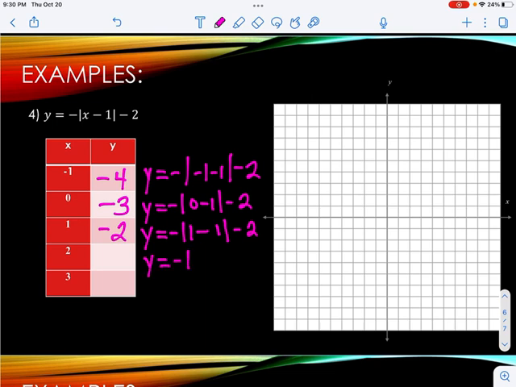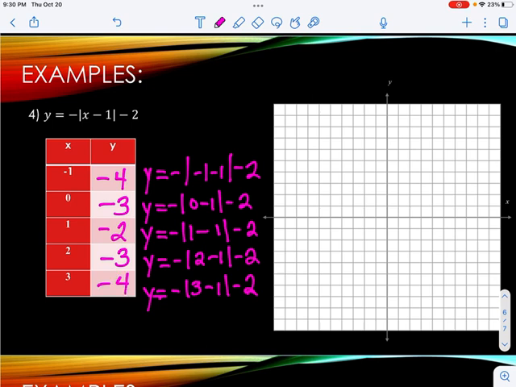Two more to go here. So we have 2 minus 1, and then minus 2. 2 minus 1 is 1. Absolute value of that is 1. Negative of that is negative 1. Minus 2 would get me negative 3. And the last one here. And you have 3 minus 1 is 2. Absolute value of that is 2. Negative of that is negative 2. Minus 2 would get me negative 4.